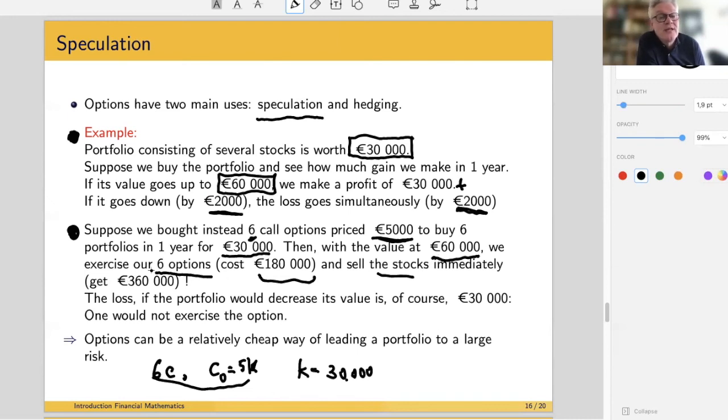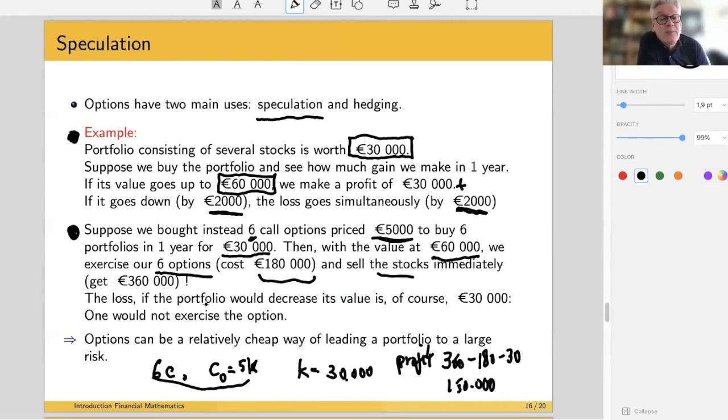That is 360,000 euros. So if we look at our total profit, the profit in case of the option is 360 minus 180 minus 30, which is 150,000 euros, if the stock portfolio goes up.